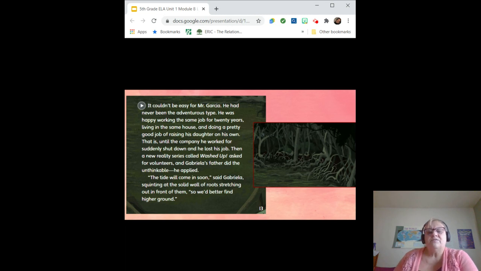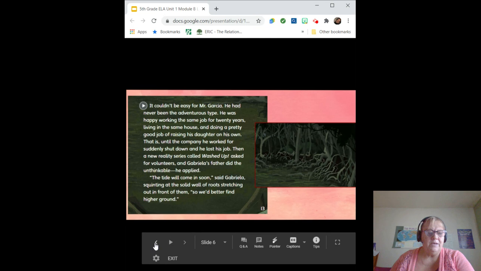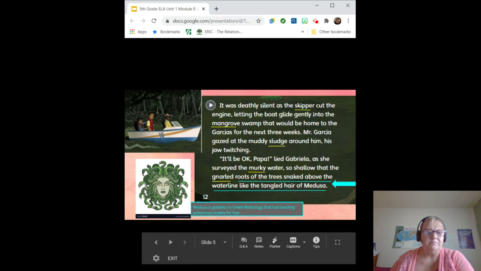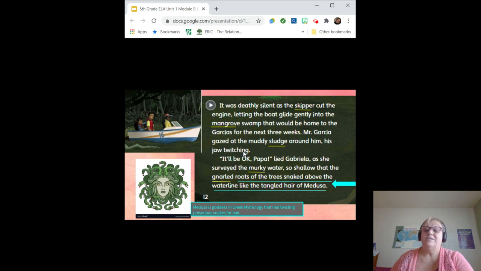What are some details from pages 12 and 13 that indicate Mr. Garcia is probably nervous or upset? I'll take you back to 12. That's right. Here's one right now. His jaw was twitching. That's a good sign. He was nervous. Wonder what he was nervous about.